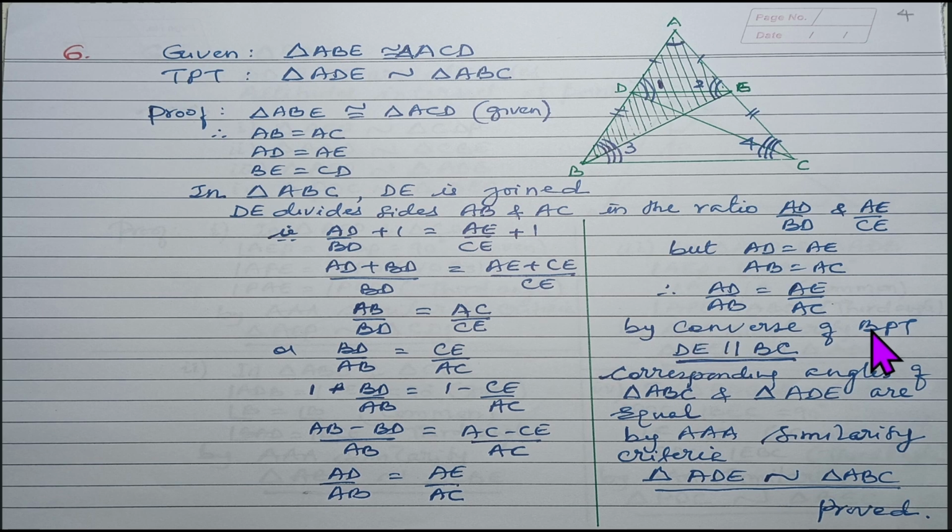Now by converse of BPT, if the line DE divides the two sides in the same ratio, then by converse of BPT, DE is parallel to BC. Now if DE is parallel to BC, that means the three angles of triangle ADE and the three angles of triangle ABC are correspondingly equal, and therefore by AAA similarity criteria, triangle ADE is similar to triangle ABC, and that is the proof of this particular example. So try to understand this. It is slightly different, typical. So try to understand the method of proving this particular example.